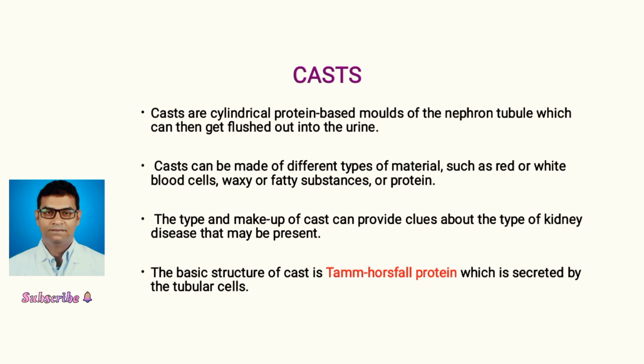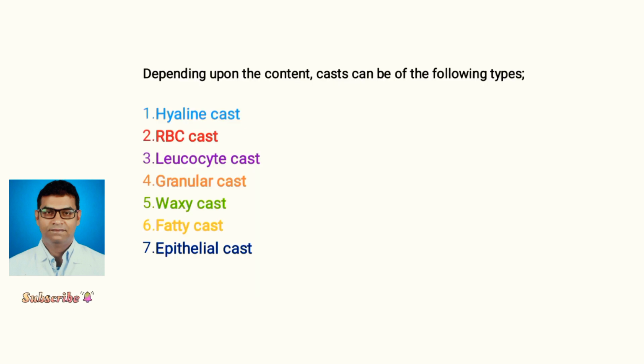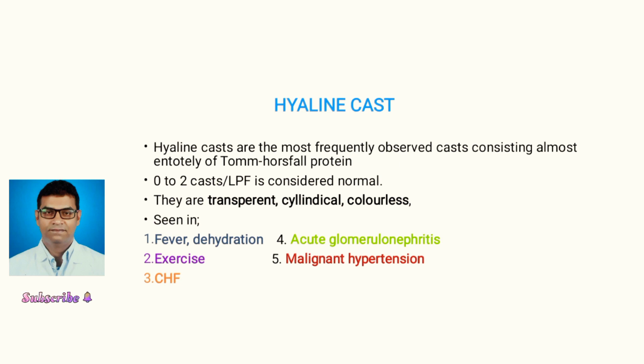The basic structure of a cast is Tamm-Horsfall protein, which is secreted by the tubular cells. Depending upon the content, these casts can be of various types. They are hyaline casts, RBC casts, leukocyte casts, granular casts, waxy casts, fatty casts, and epithelial casts. First, hyaline casts. These are the most frequently observed casts, consisting almost totally of Tamm-Horsfall protein. 0 to 2 casts per low power field is considered normal.